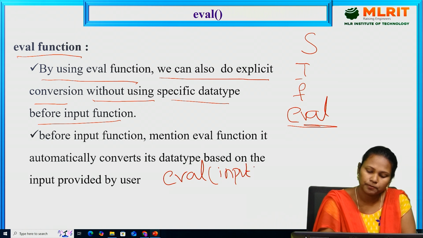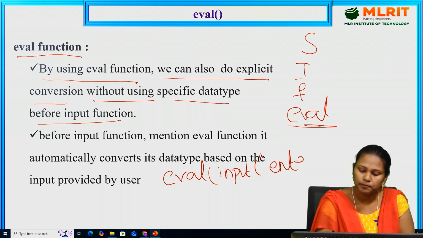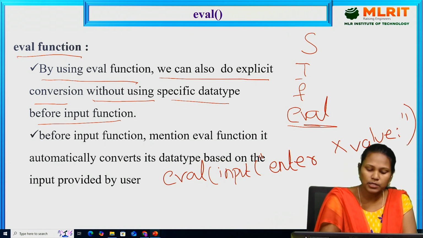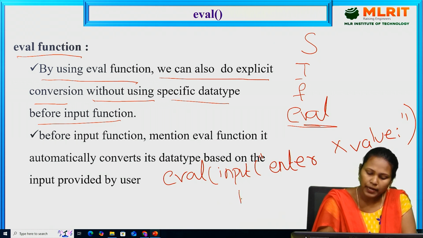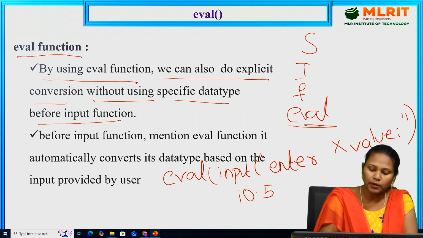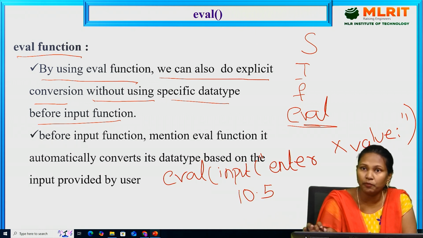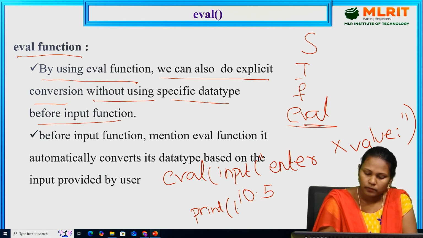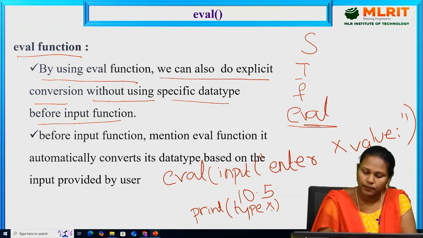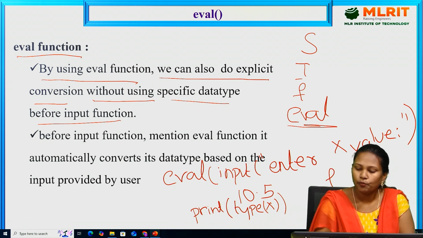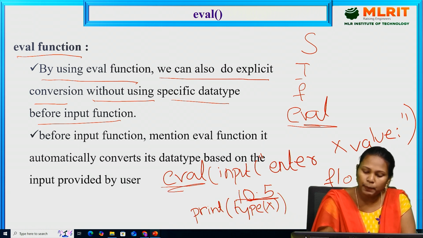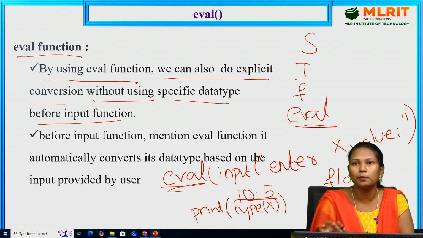input, enter X value. After running this code, we get enter X value, and I am writing 10.5. After that, if you want to find out what type of data X is, I am using print type of X. It simply displays float. Why? Because I gave a float value. The eval function, depending on the value, decides what type of data it is.